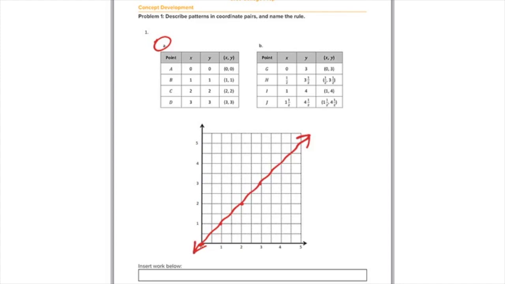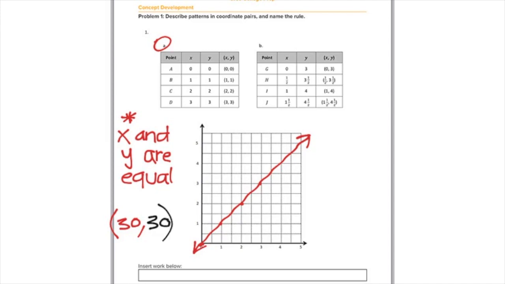What do you notice about this line, about the points? So you should be writing down a little star. What's something you notice? And you should notice that x and y are always the same. They're equal. So if I told you, based on this rule, that my x, let's say, was 30, which is going to be way off this coordinate plane, what's your y going to be? It's going to be 30, right? They're equal, they're the same.